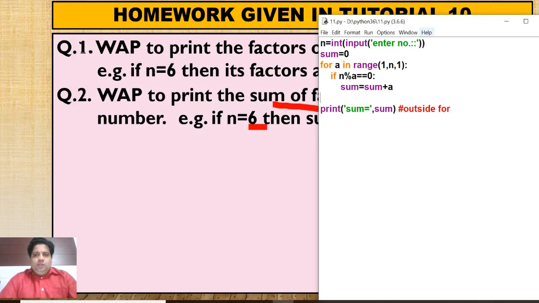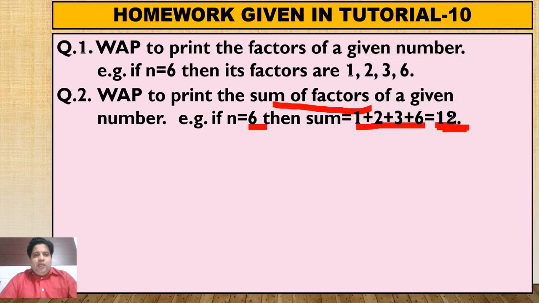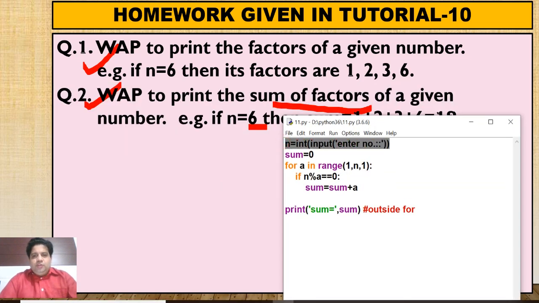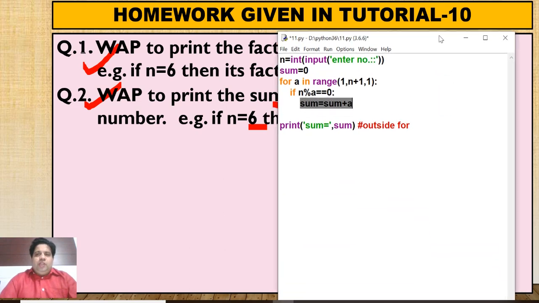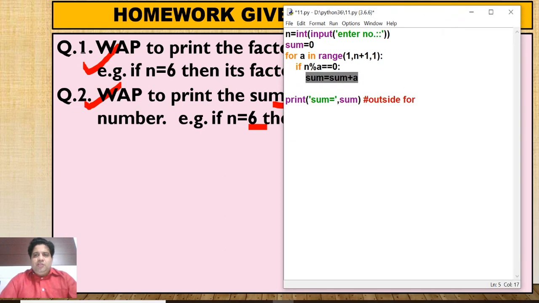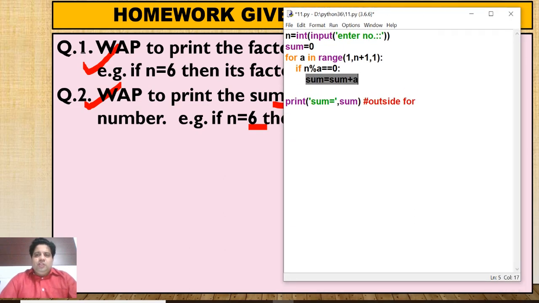Okay. So what is the similarity between this program and this program? Here the execution of loop is same. See, input same. One additional thing, sum is equal to 0 we have taken. The execution of loop is same. The condition checking is same. Only this line has been changed. So there may be programs whose logics are matching, means whose logics are similar.